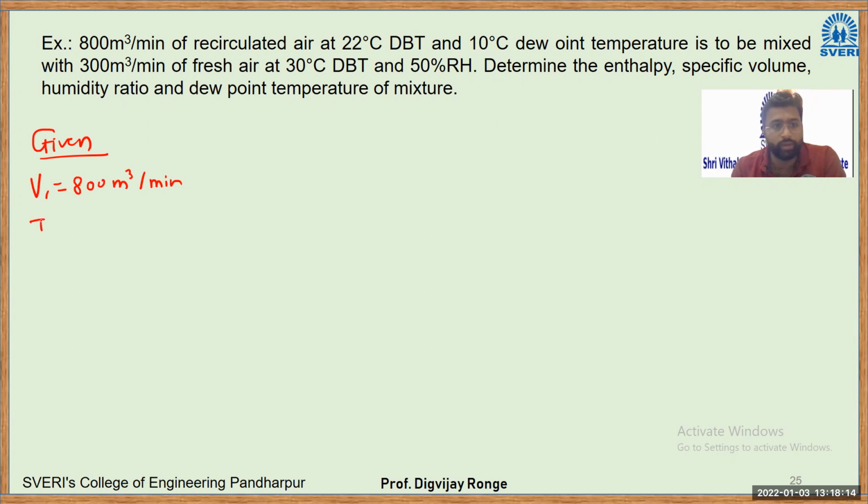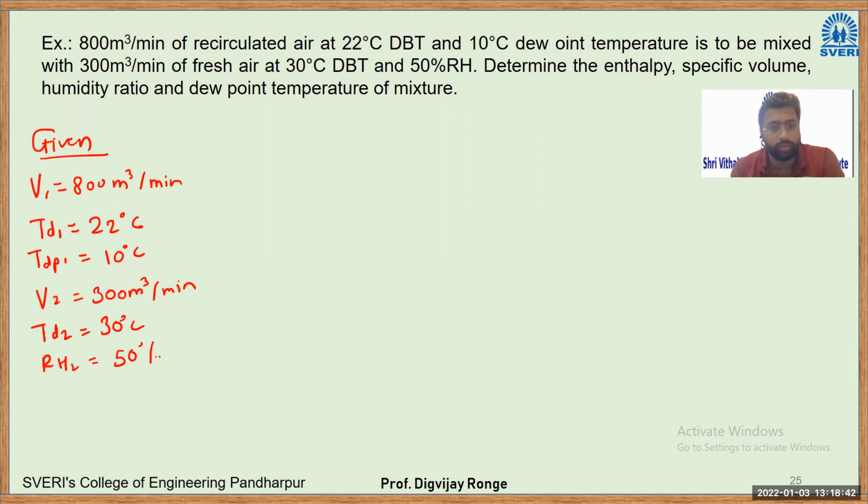Then we have TD1, that is the dry bulb temperature of stream 1, which is at 22 degrees Celsius. Then we have the dew point temperature of the first stream, that is 10 degrees Celsius. Next we have the volume flow rate of the second stream, that is 300 meter cube per minute. Then we have the dry bulb temperature of stream 2, that is 30 degrees Celsius. We have RH2, that is 50%. Then we have to find out the enthalpy, humidity ratio, and dew point temperature of the mixture.